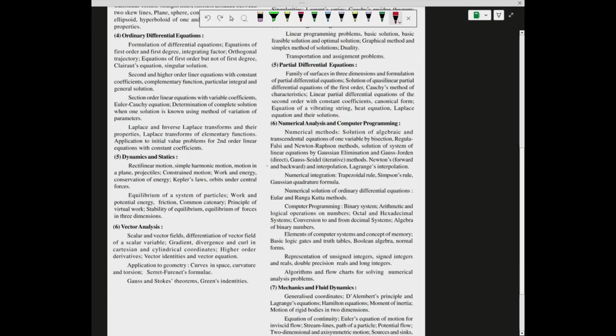Then we have partial differential equations. It's also a scoreable section. So if we can invest some time over this, definitely it's going to give us a good return, right? All right. Then we have numerical analysis and computer programming. It's an easy topic and it requires a calculator in the exam hall to solve the problems.